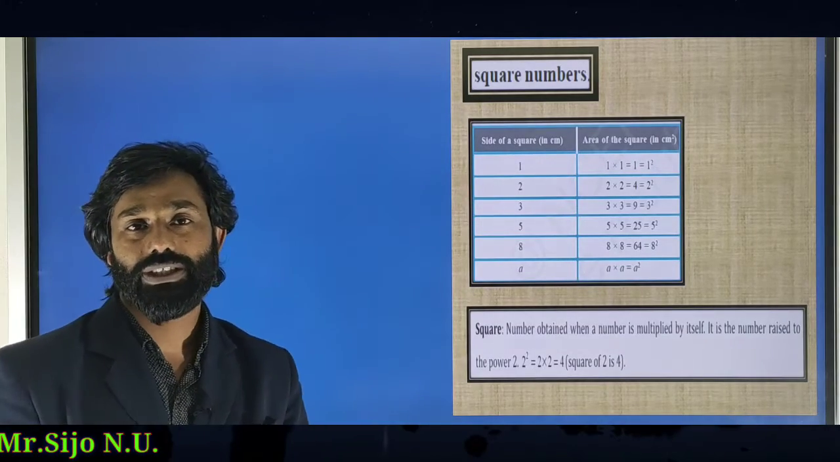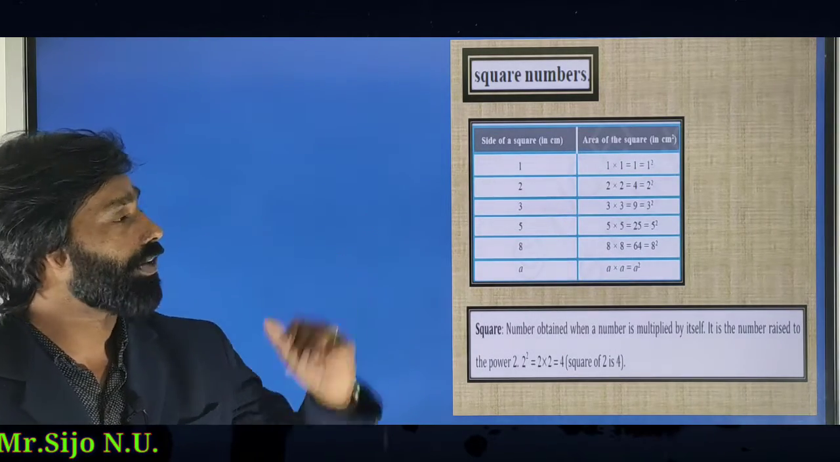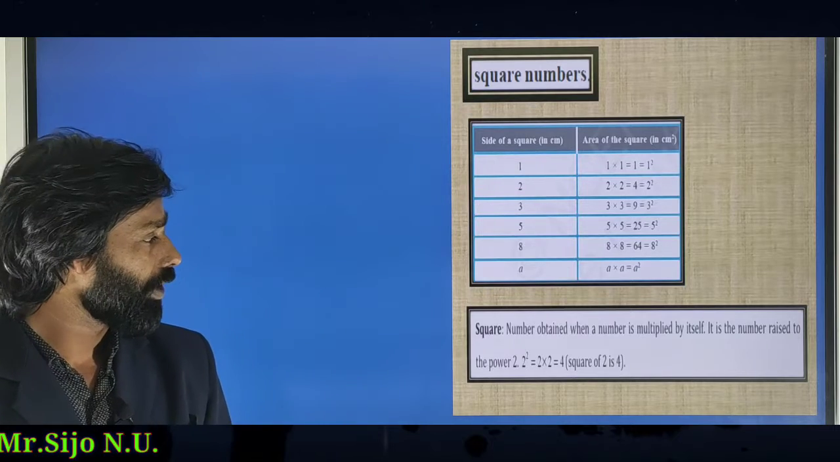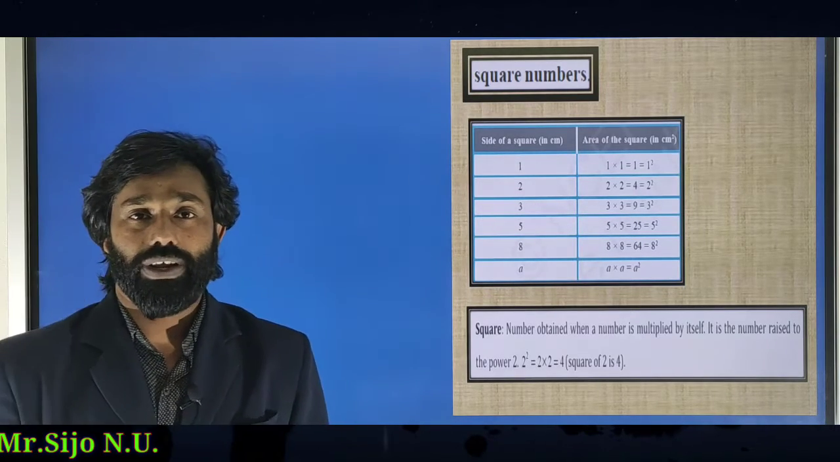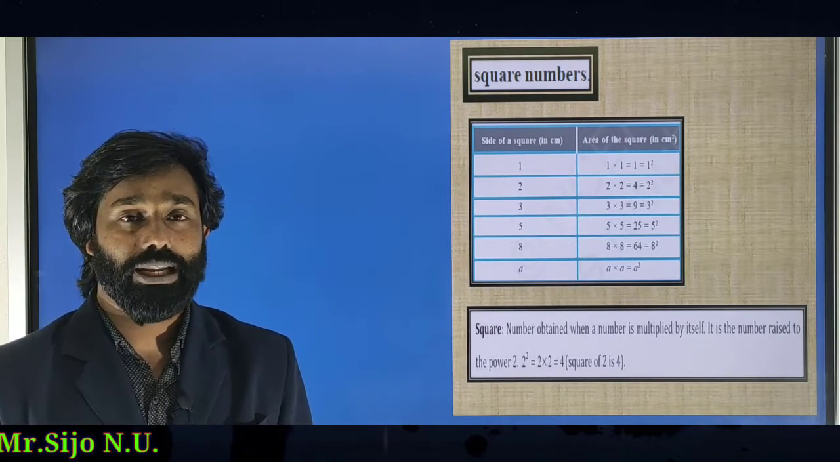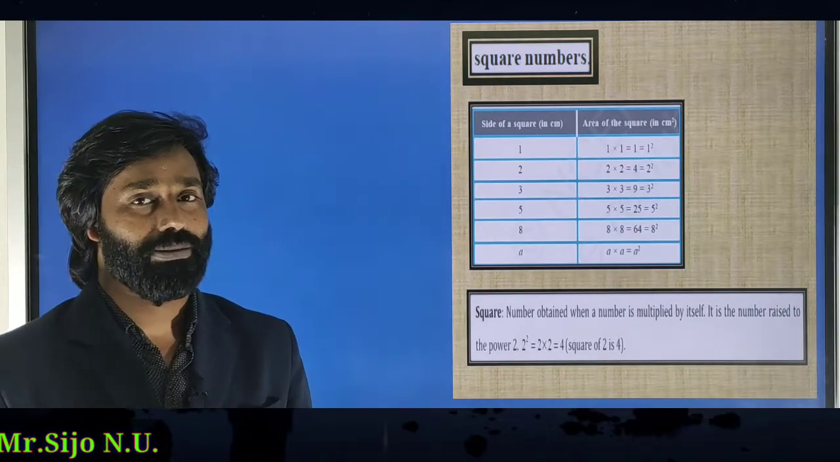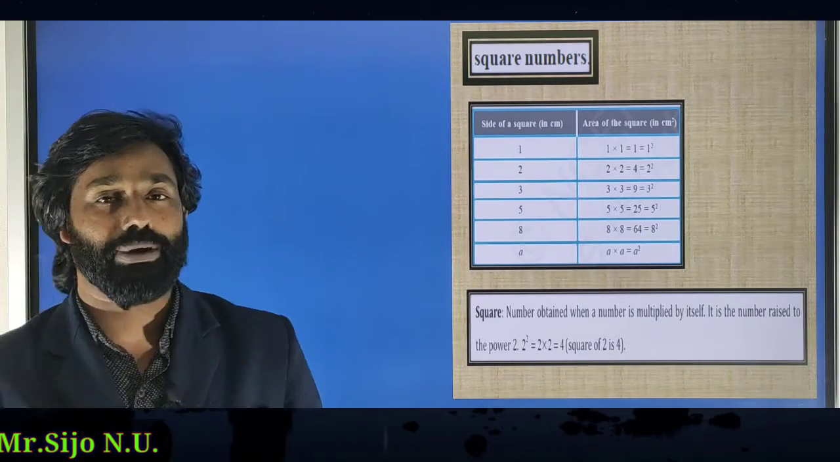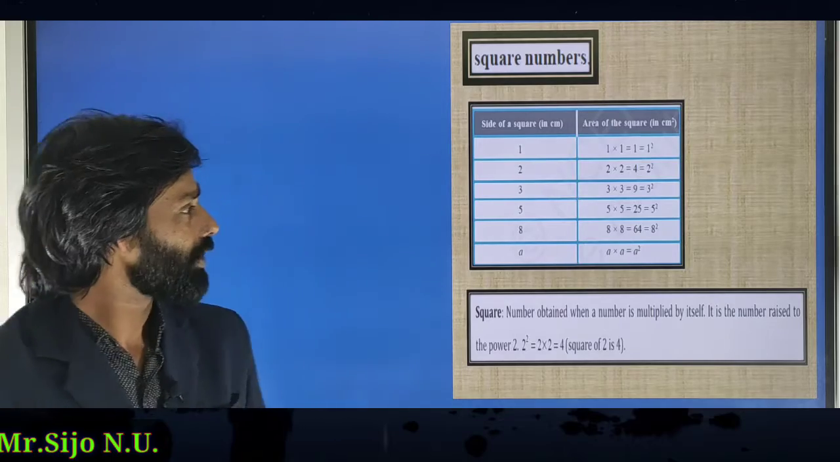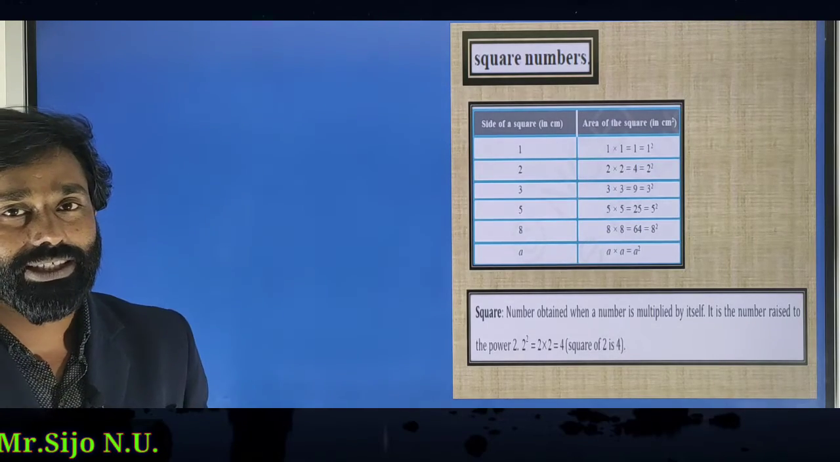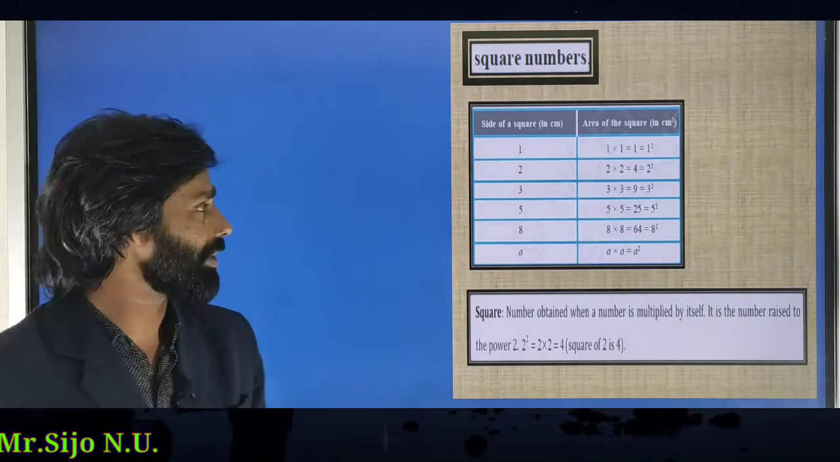First one, the very first part, square of a number. Yes, we know a square of a number means, when we multiply a number by itself, we get another number. We can say that the new number is the square of the first number, right? So here is a square table, right? The concept is very clear here itself.